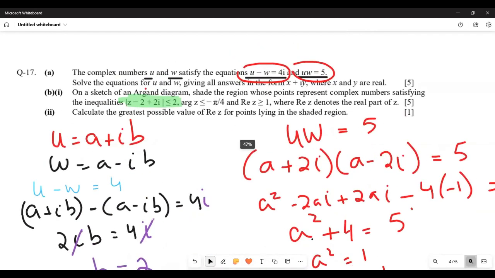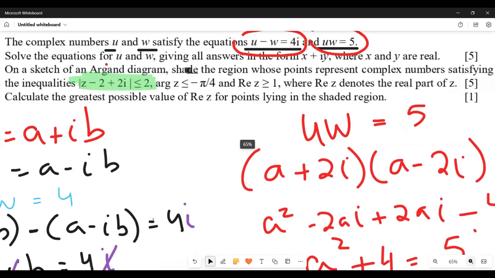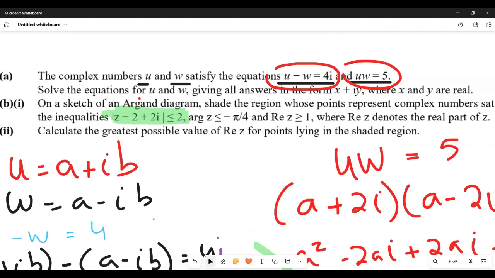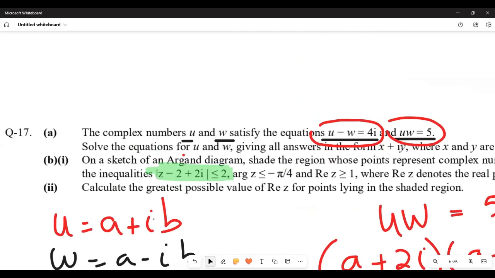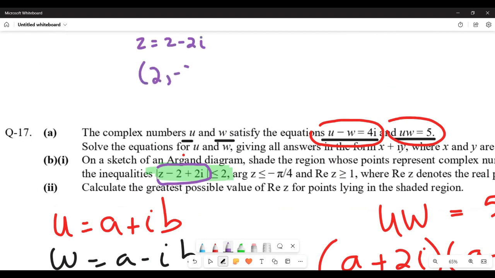Yes, class, what's the center of this circle? The one marked in green. You guys have forgotten, how do we find the center? You equate this to 0. And then you get z is equal to 2 minus 2 iota. So the center is (2, minus 2). All right, and the radius is 2. So let's plot this.